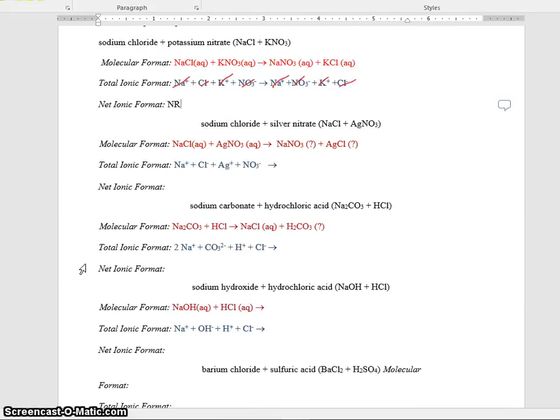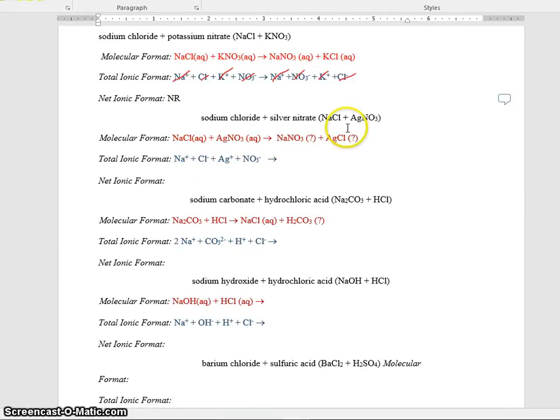The next one is the mixture of sodium chloride with silver nitrate. And I've written it down here, NaCl plus silver nitrate. And I've written the first part of the total ionic formula. We have sodium ions and chloride ions and silver ions and nitrate ions. Well, this sodium is going to react with this nitrate to form sodium nitrate. Silver is going to react with this chloride to form silver chloride. Once again, it's all +1 and -1, so it's 1 to 1 to 1 to 1. So let's look at our solubility and see what that looks like.